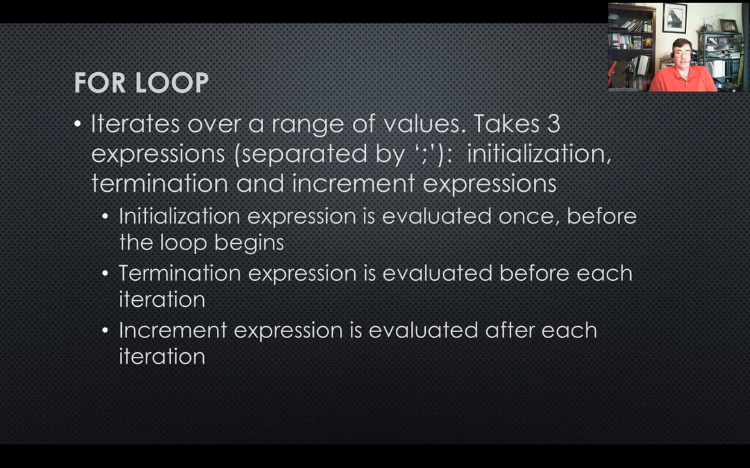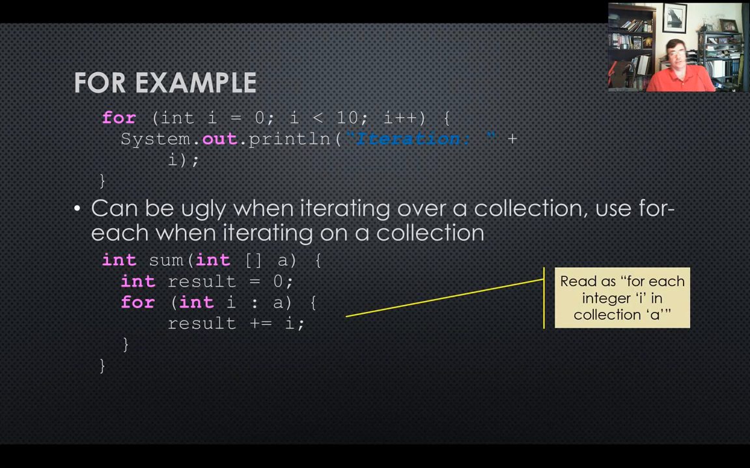The initialization expression is evaluated once before the loop begins, once and only once. The termination expression is evaluated before each iteration of the loop body, and the increment expression is evaluated once at the end of each iteration of the loop body. So here's an example. For int i equals 0, i is less than 10, i++. So those are my three expressions.